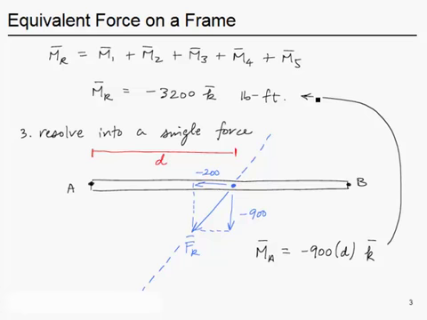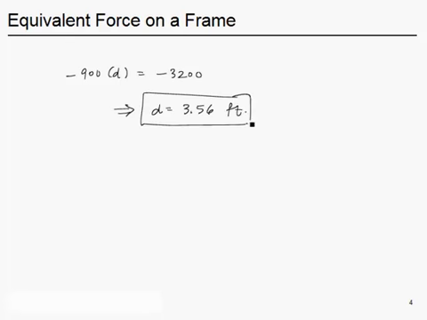So let me go to the next page and just do that. We know that minus 900 d has to be equal to minus 3200, so that implies that d has to be 3.56 feet. So again, that's measured from A.